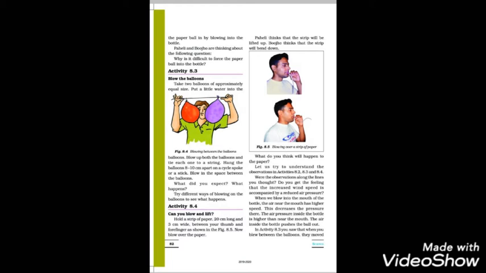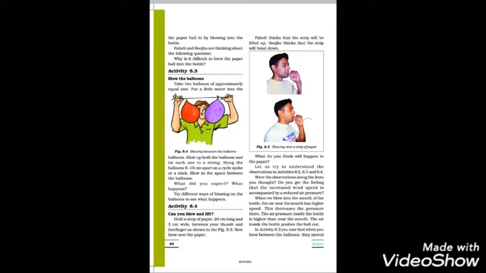When we blow into the mouth of the bottle, the air near the mouth has higher speed. This decreases the pressure there. The air pressure inside the bottle is higher than near the mouth. The air inside the bottle pushes the ball out. Now, in activity 8.3, you saw that when you blew between the balloons, they moved towards each other. How could this happen? This could happen if the pressure of air between the balloons were somehow reduced. The pressure outside the balloons would then push them towards each other. We see that increased wind speed is indeed accompanied by a reduced air pressure.